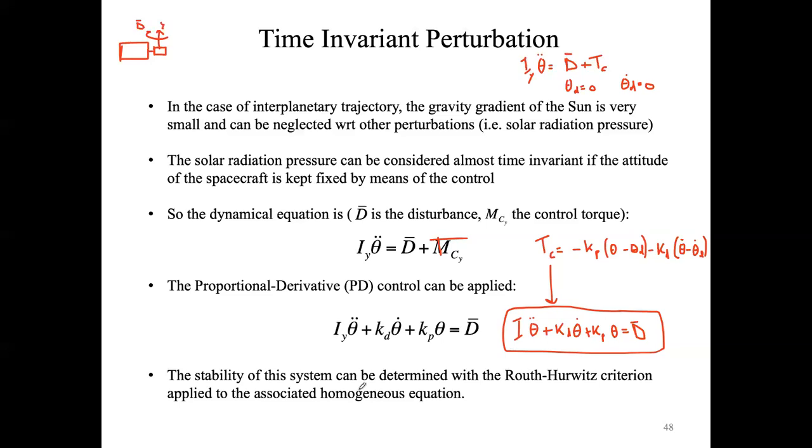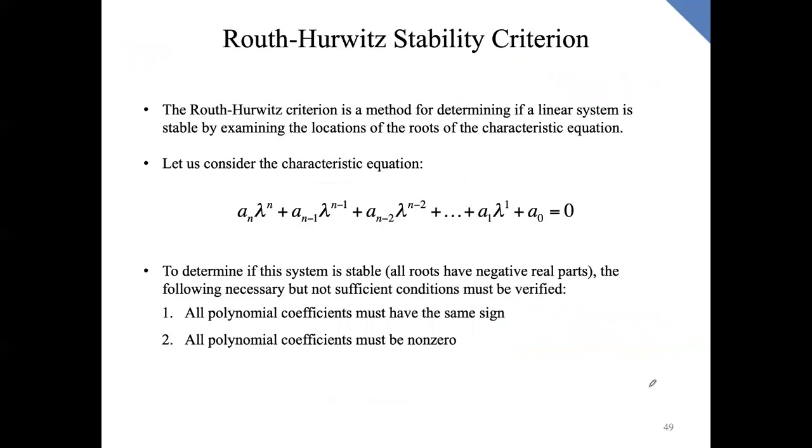The stability of this system is usually determined in two ways. We're going to see two approaches. The first approach is based on the Routh-Hurwitz criterion. The Routh-Hurwitz criterion is a method for determining if a linear system is stable or not. This criterion only gives you a necessary condition for the stability. Okay, so the following conditions have to be verified, but they will not be sufficient to provide stability.